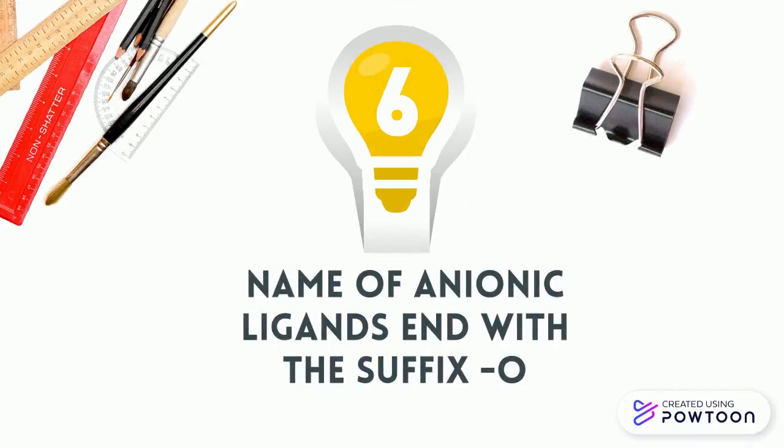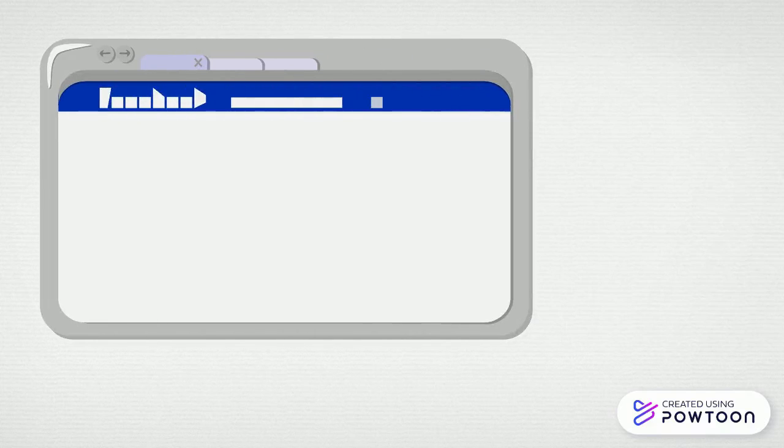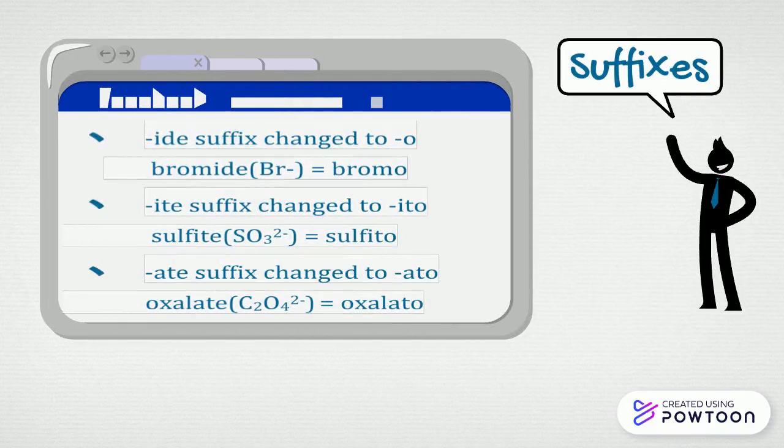The anionic ligands end with the suffix "o." The anionic ligands that end with the suffix "ide" change to "o." The anionic ligands that end with the suffix "ite" change to "ito." The anionic ligands that end with the suffix "ate" change to "ato."